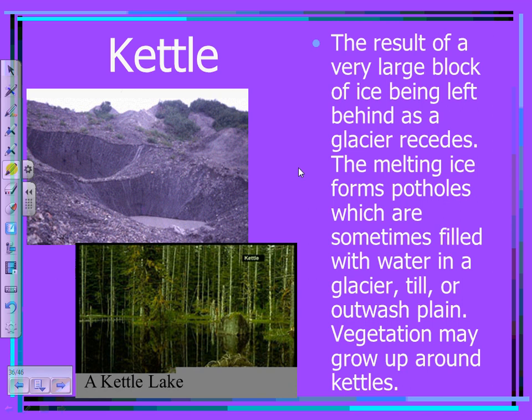A kettle lake is a result of a very large block of ice that was left behind as the glacier receded or moved back. The melting ice forms potholes, which are sometimes filled with water in a glacier. They have till or outwash in them, and vegetation may grow up around them. And a lot of times these lakes, you can still see some of these.